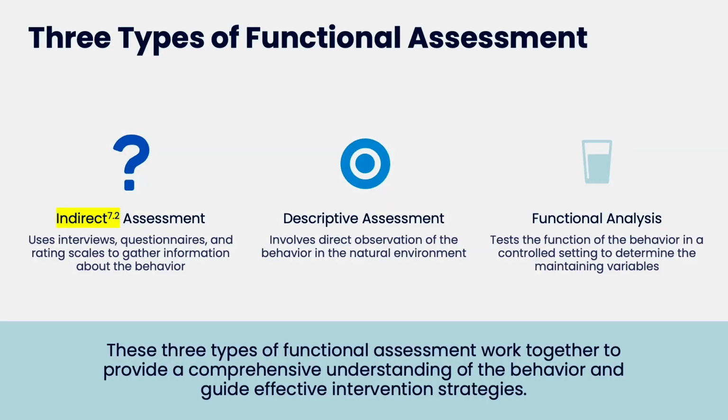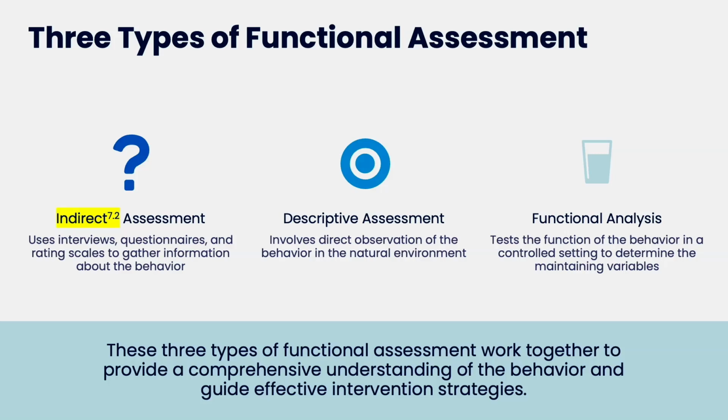So the 3 types are indirect. Indirect would be anything that would not involve working with the student, except you could interview the student, but it would be interviews, questionnaires, record reviews, rating scales to gather information about the behavior. Then we have those descriptive assessments. This involves direct observation of the behavior within the natural environment. So both ABC data collection as well as any kind of frequency counts, duration, partial interval, all fall within that descriptive assessment. A lot of people call it direct assessment.